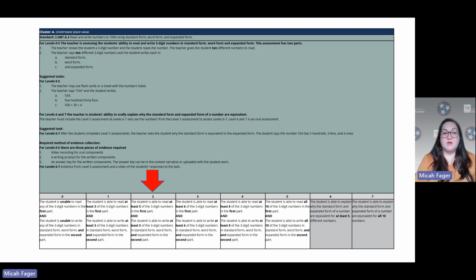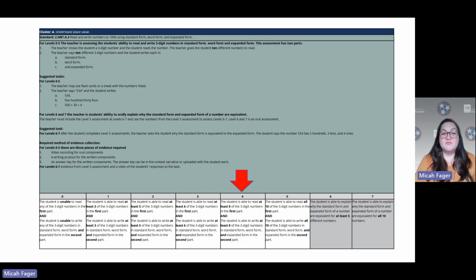For the student work to receive a level 2, the student must be able to read at least 5 of the 3-digit numbers in the first part, and the student must be able to write at least 5 of the 3-digit numbers in all 3 forms of the second part. For the student work to receive a level 3, the student is able to read at least 6 of the 3-digit numbers in the first part, and the student is able to write at least 6 of the 3-digit numbers in all 3 forms on the second part.